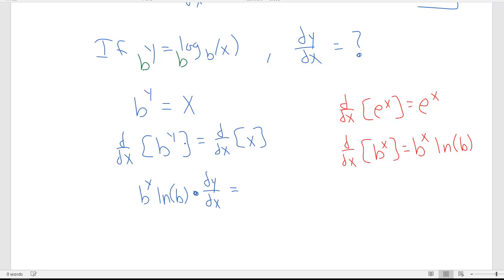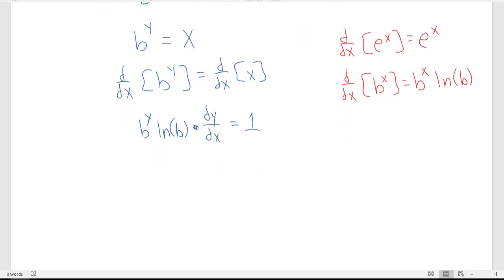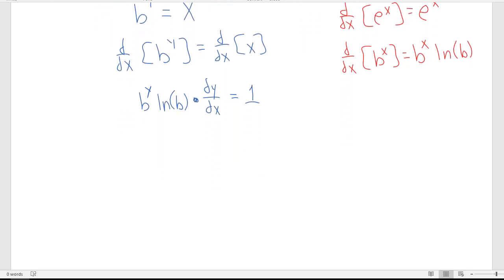So again, this is technically an implicit derivative process that we're doing here. We have b to the y, ln of b, and then times the derivative of the inner function. And then the derivative of x with respect to x is just 1. Then we're going to do the same thing that we did when we derived the derivative of the base e logarithm. So in this case we solve for dy/dx. I'm going to divide all of this stuff over, so I end up with dy/dx equals 1 over b to the x ln of b. Oops, that's a typo. This is b to the y here. Let me fix that.